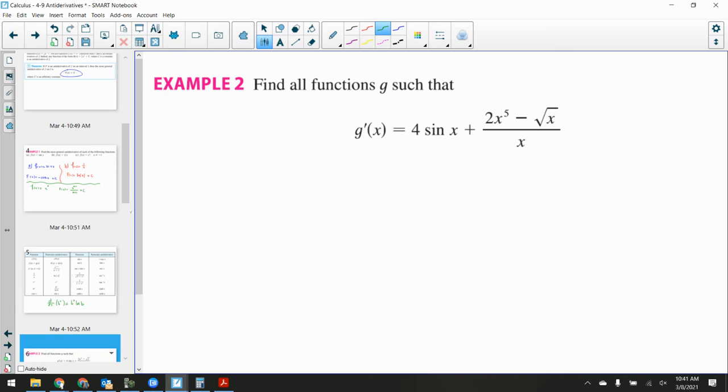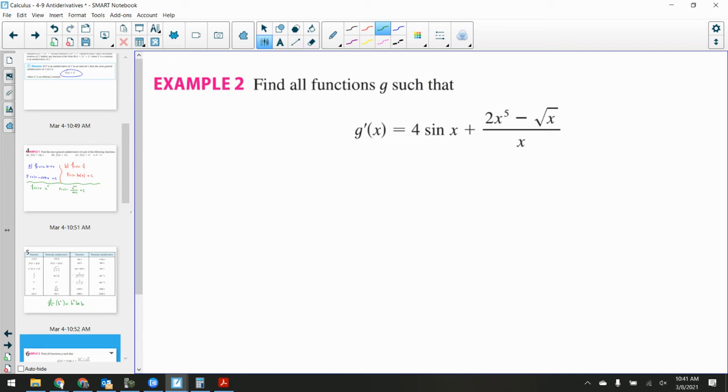So again, I'm given my derivative. I'm asked to work backward to find my original. Now, a lot of these problems are going to require you to simplify at the beginning so that taking the antiderivative is a little bit easier. You want to simplify it down at the beginning so that you can take the antiderivative easier.